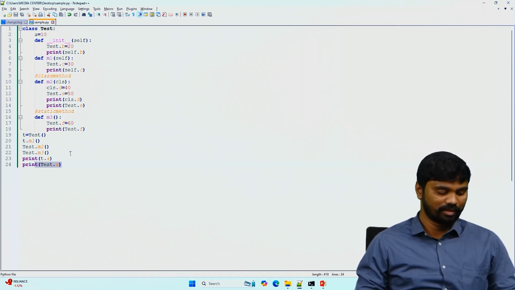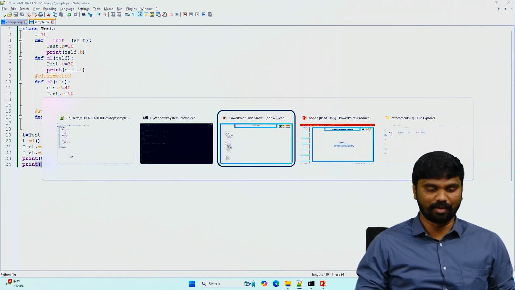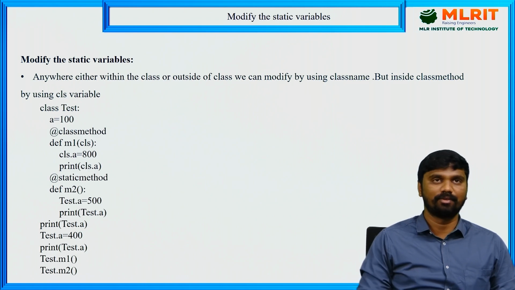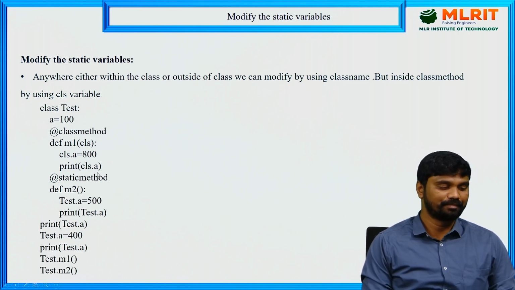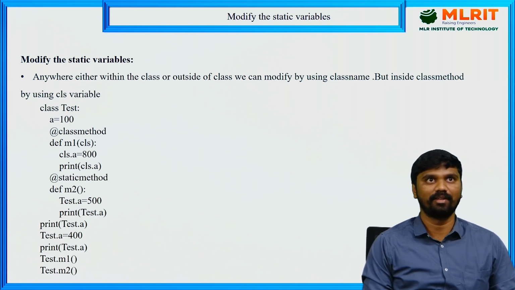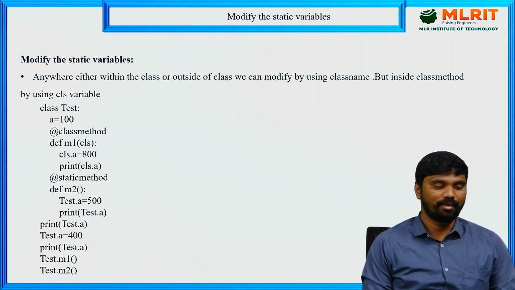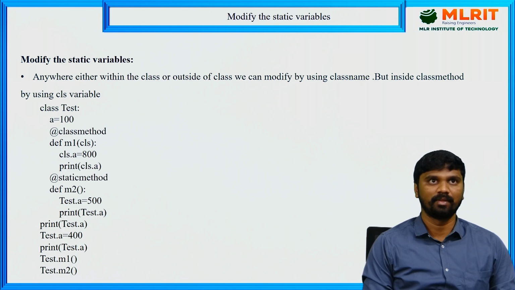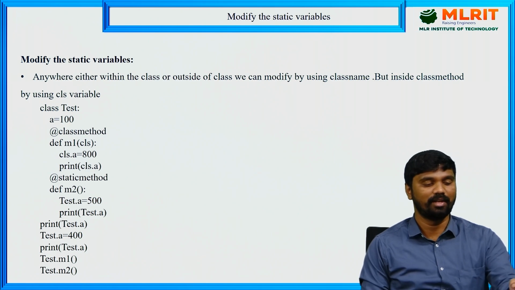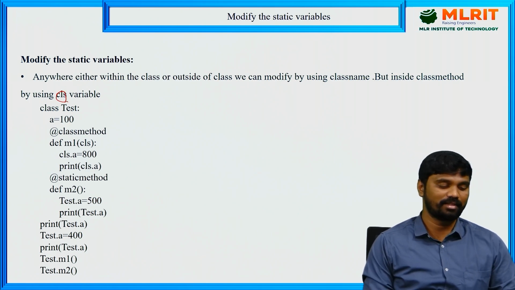So all the things are in one program, right? Next, we can also modify the static variables. How can we modify the static variables? If you want to modify the static variables within the class or outside of the class, only one thing: use the class name. Except if you are going to modify the static variable inside the class method, then use the cls variable.